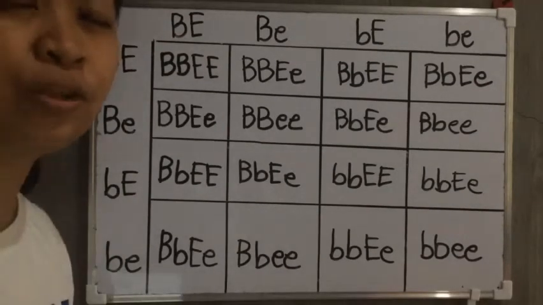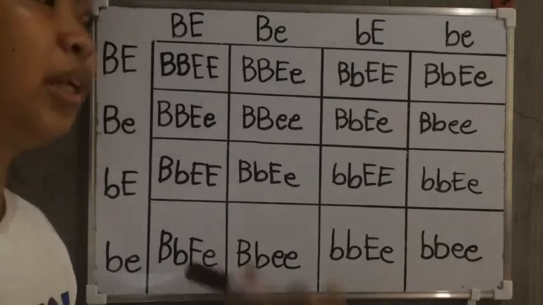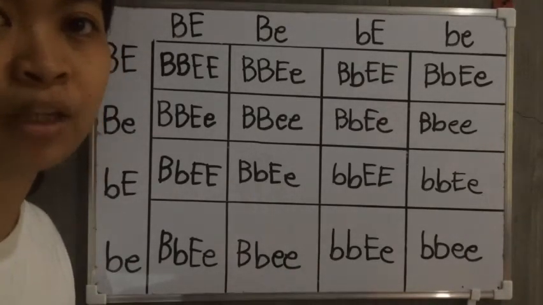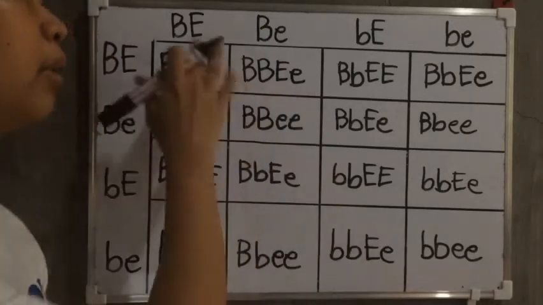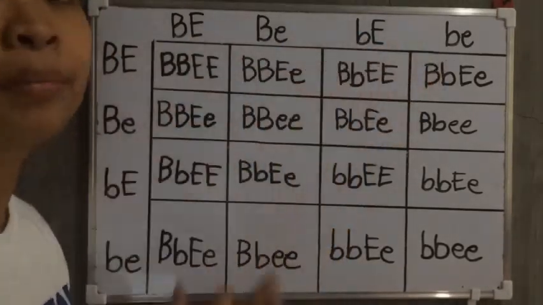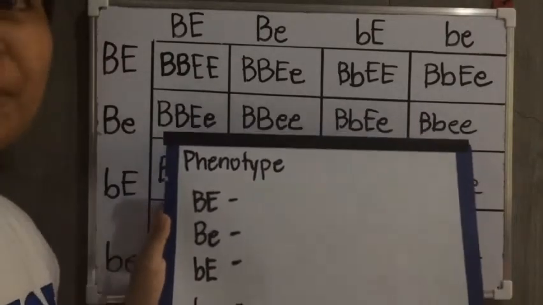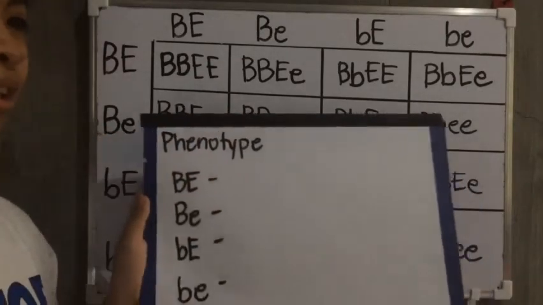Okay, so we need to get the phenotype here. So how are we going to easily identify the phenotype? Again, we're going to follow the gametes that we used from the parents. So I have it here. Pasensya na, hindi nakasya sa mahiwagang whiteboard.